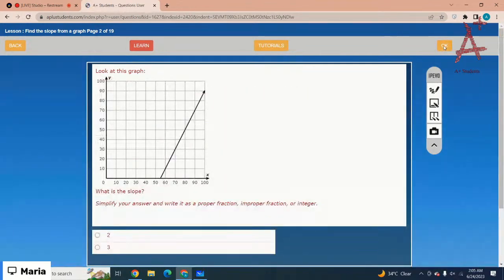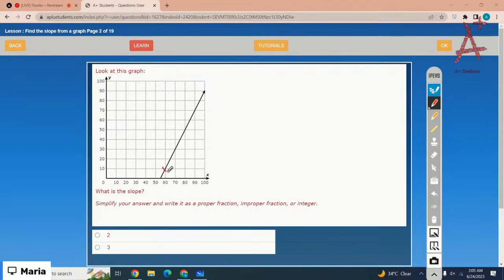The next one is look at the graph. What is the slope? You have to find the slope of the graph. You can select any 2 points, like this one and this one. Look at the coordinates of this point: x is 60 and y is 10. Now look at this one: x is 90 and y is 70. So the points are 60, 10 and 90, 70.